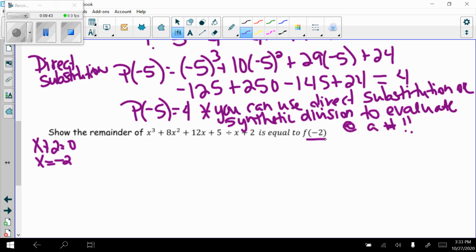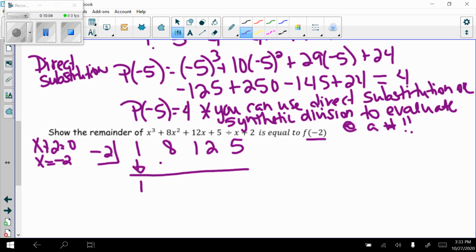I'm going to do synthetic division first. So negative 2 goes in my little box. I have x cubed, x squared, x and a constant. I'm not missing anything, so I don't need any zeros. So write down my coefficients: 1, 8, 12, and 5. Your synthetic division, so our 1 comes straight down.